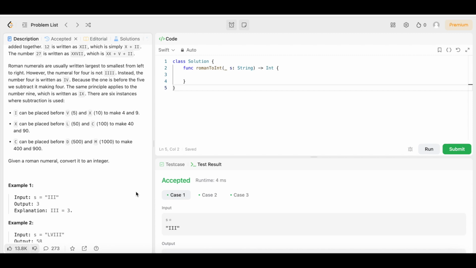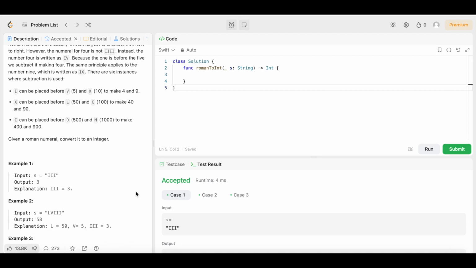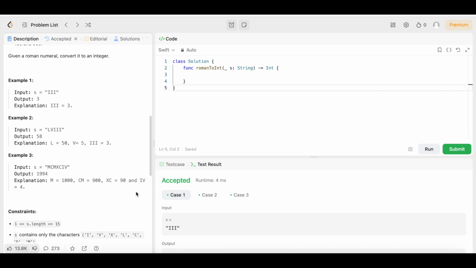An example of this would be the input S equals III. That's the Roman numeral. The output would be 3, because we use the number 3, we don't use Roman numerals. So let's keep going through the examples. The input S equals LVIII, and the output should be 58. That is because in Roman numerals, L equals 50, V equals 5, and III equals 3.